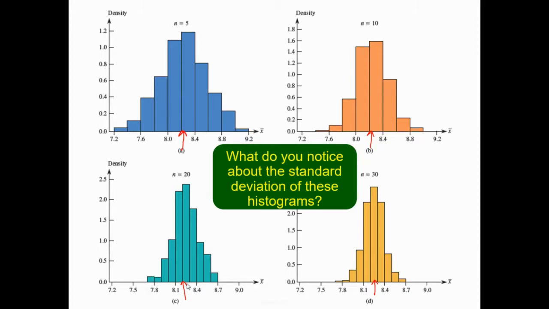What do we notice about standard deviation? Remember, that's talking about how spread out the graph is. Look at this first graph, we're all the way out here. And I'm here. And here. And here. What do we notice about the standard deviation? As n increases, what happens to it? Smaller. Good. So as n increased, standard deviation decreased.